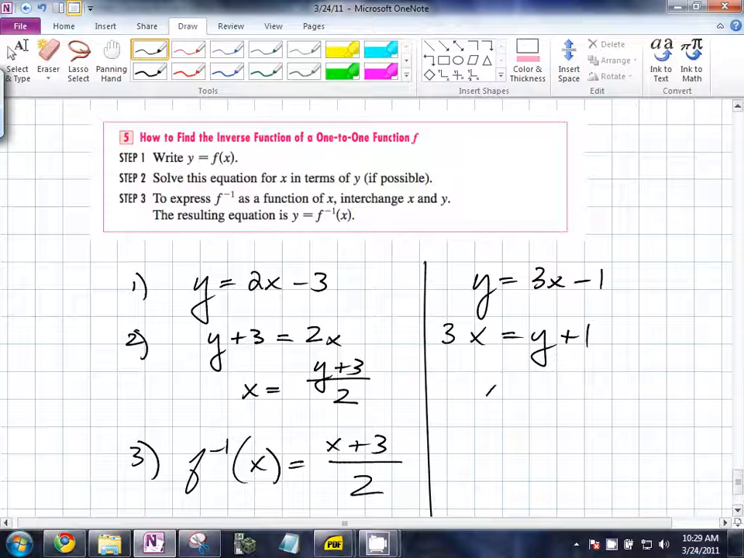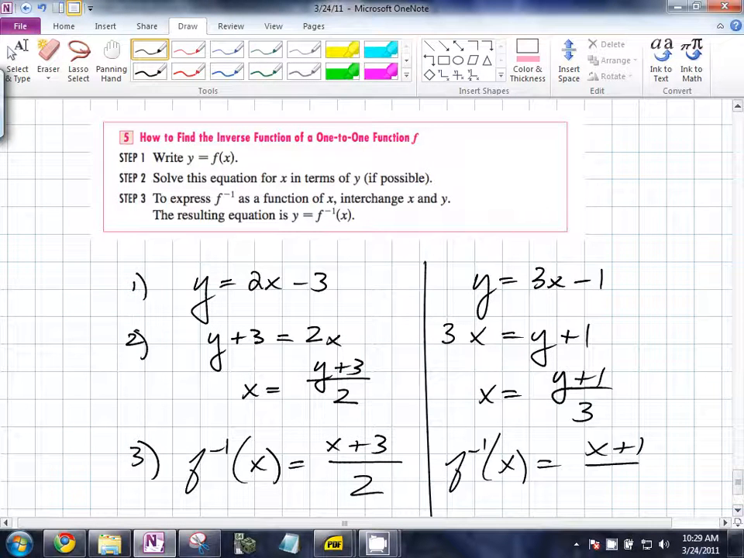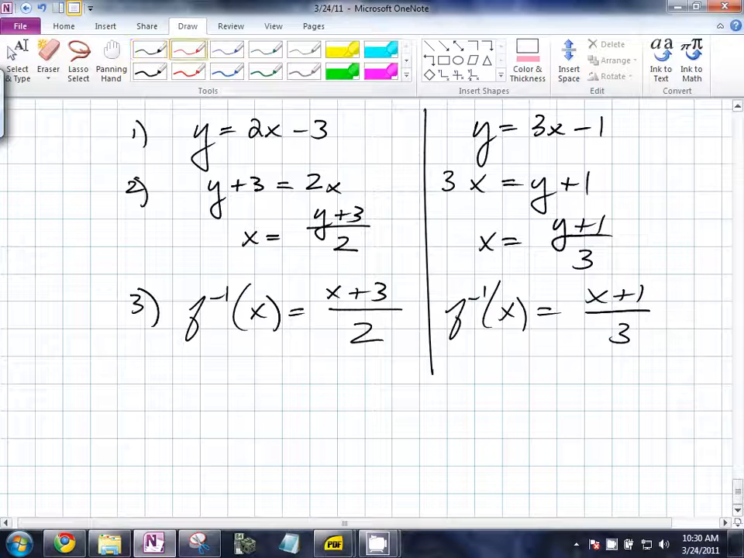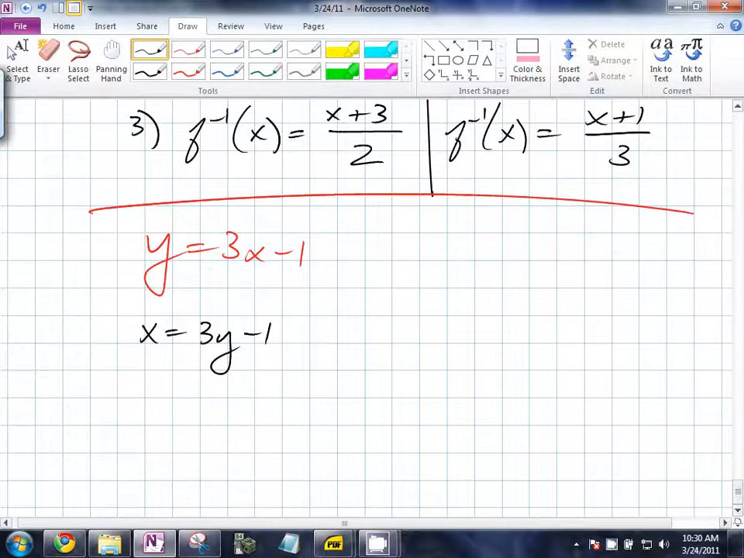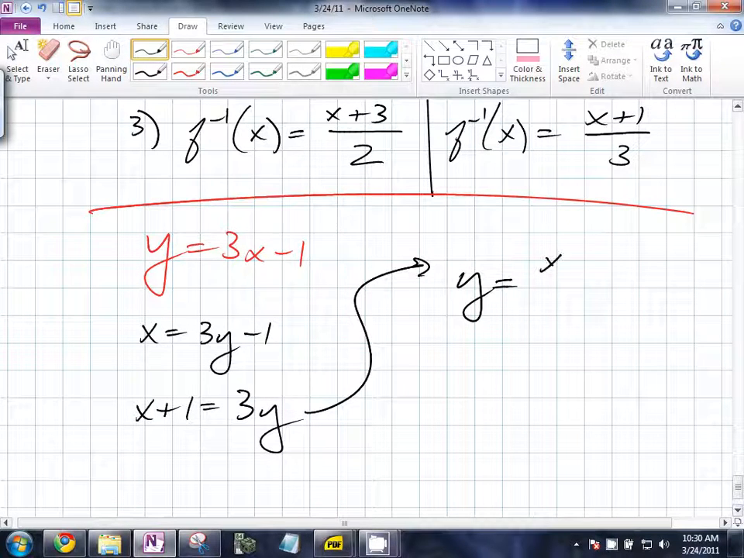So that was, we switched here. Let's do the same thing, but instead of switching there, we could switch at the beginning. If we switch at the beginning, you have x equals 3y minus 1. Now you solve for y. So what do you end up with? x plus 1 is equal to 3y, which tells you that y is equal to (x plus 1) over 3. So f inverse of x is equal to (x plus 1) over 3. You repeat the same process. The only thing that changes is the function you start with.